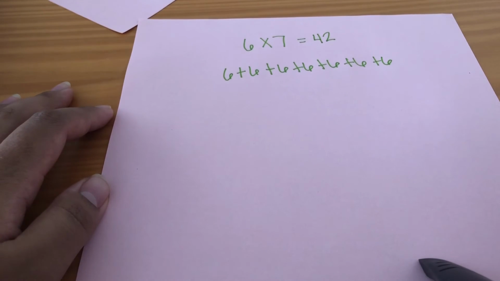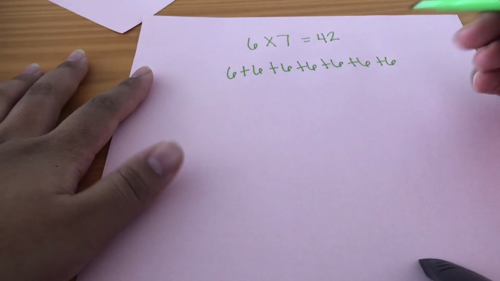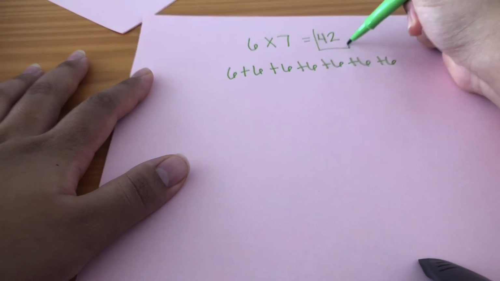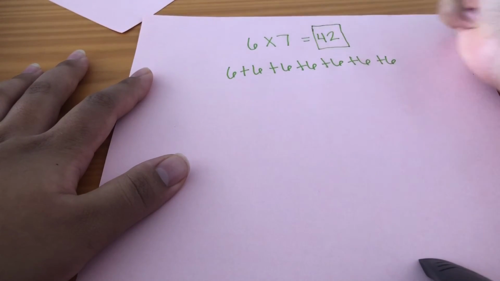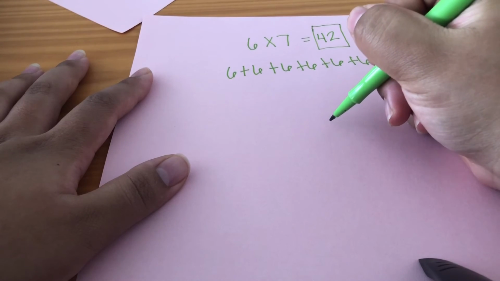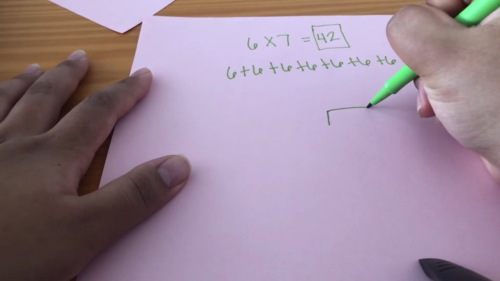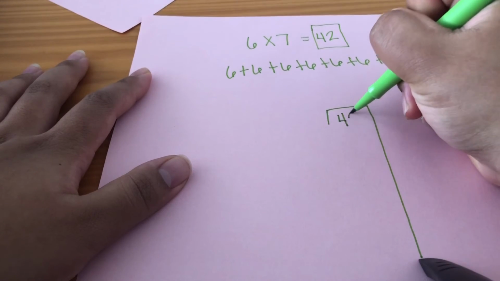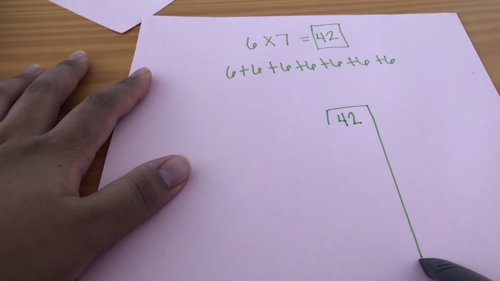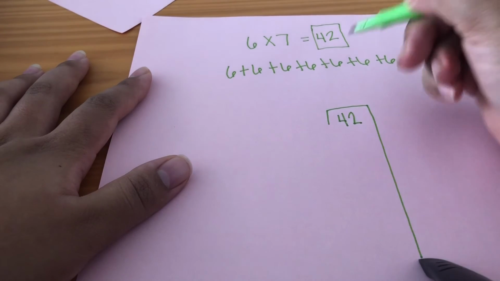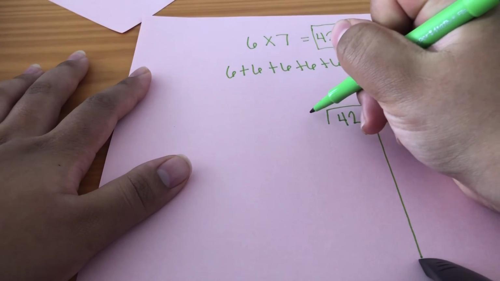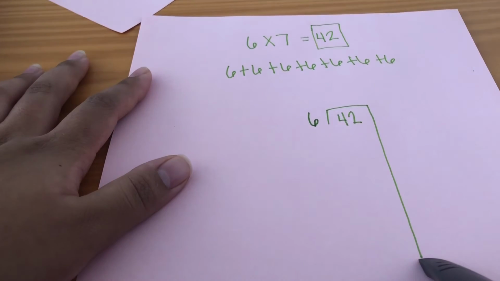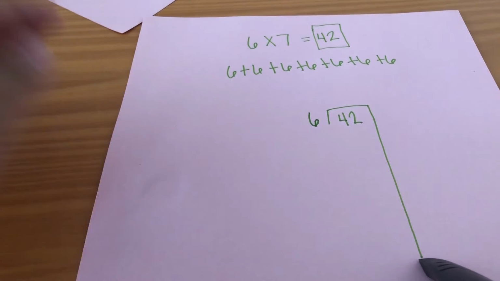So we can use division to help us kind of like prove that. So when we do division, our bigger number goes inside a box kind of like this. So 42 will go inside our box. And then we can pick number 6 to see how many times it goes into 42.